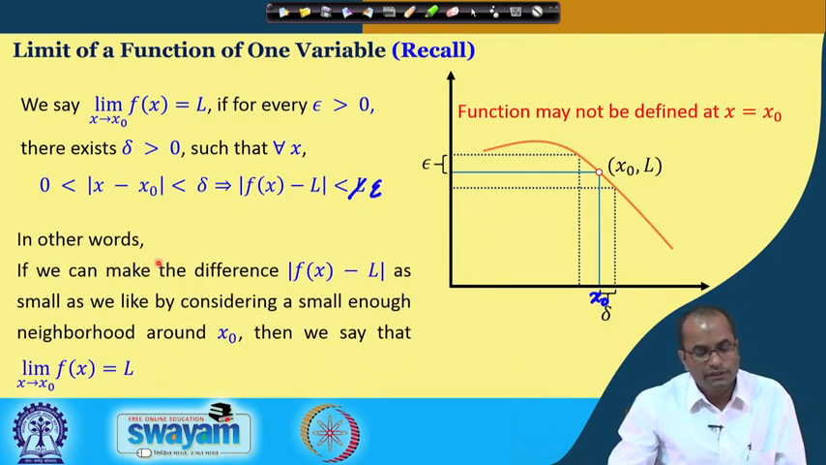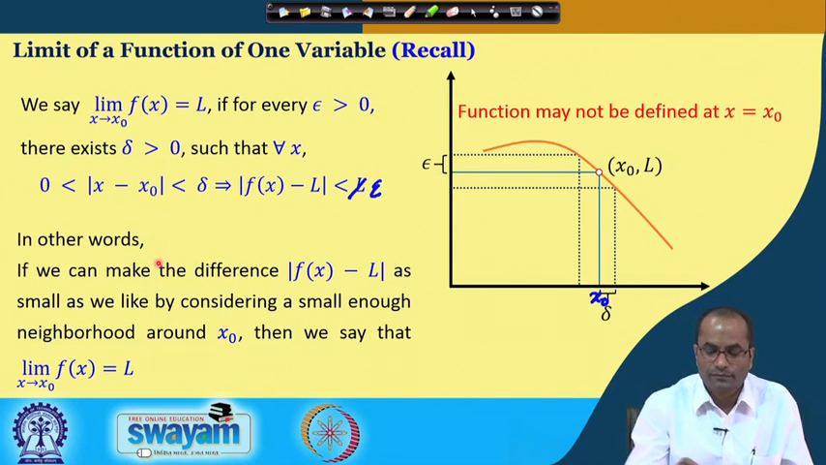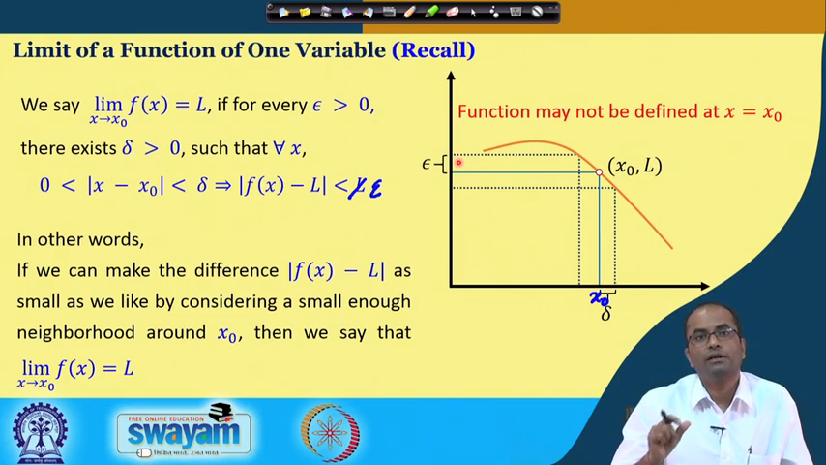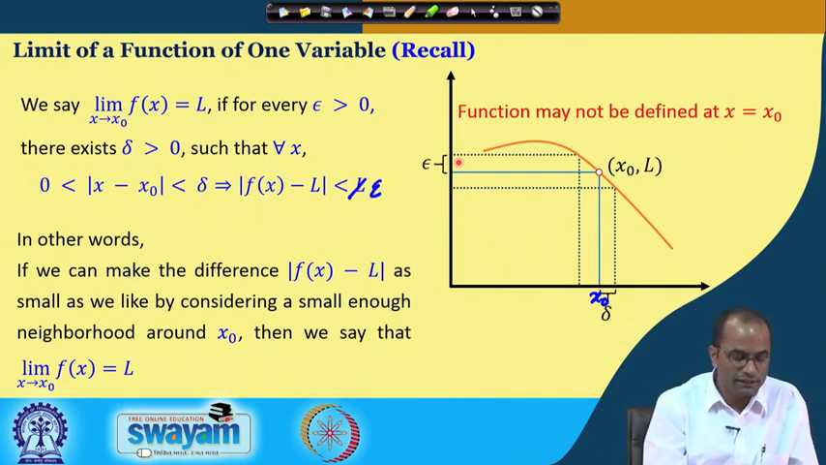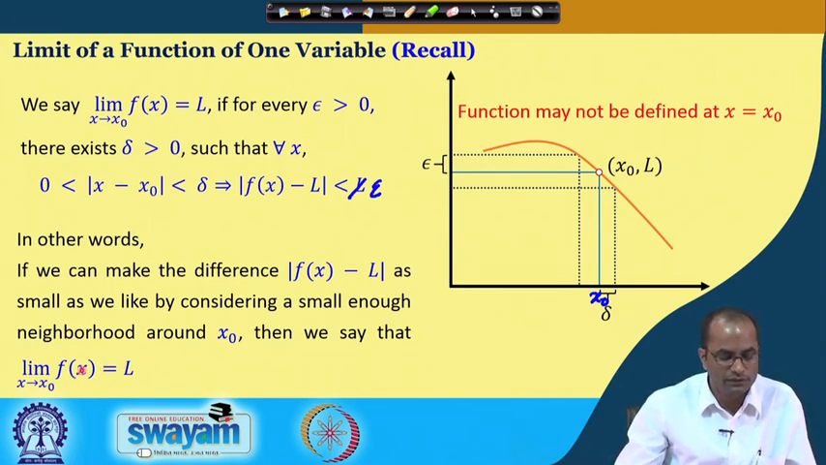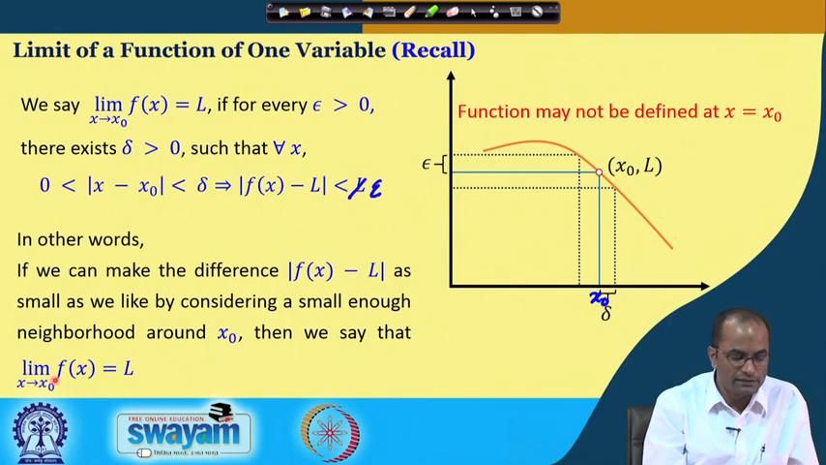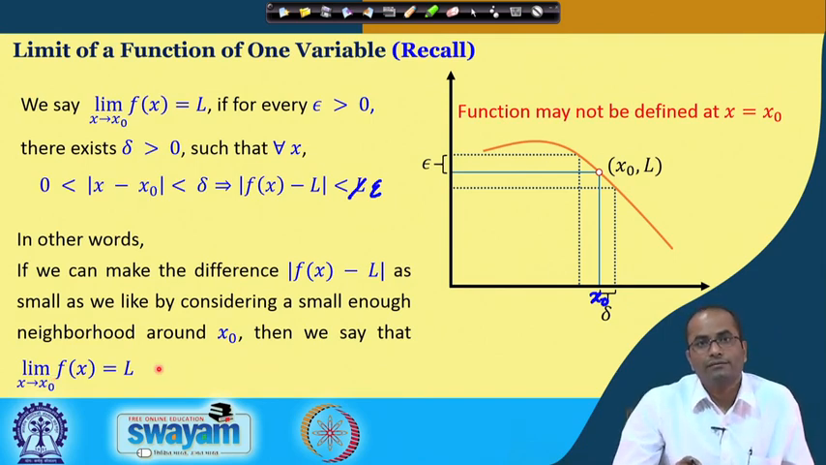So, in other words, if we can make the difference f(x) minus L as small as we like by considering a small neighborhood around this x0, then we say that the limit of f(x) as x goes to x0 is L.